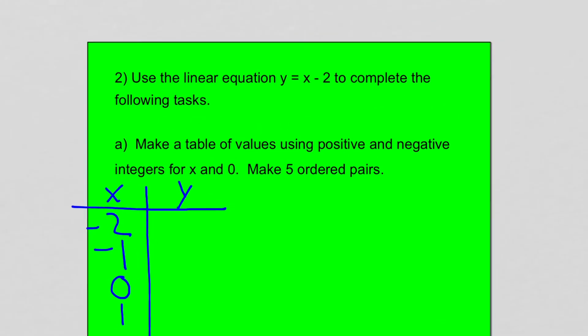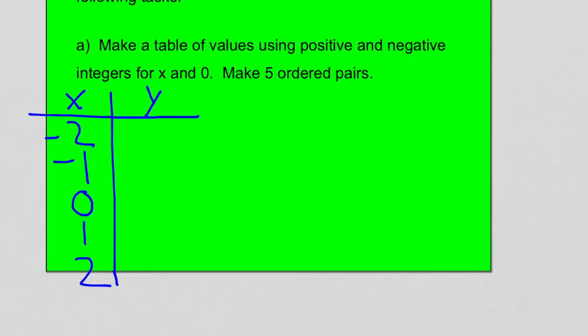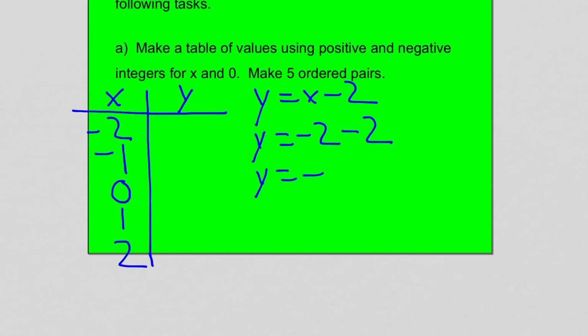Now we're going to use the math equation y equals x minus 2 to get the y values. I'll write that down. I'm going to start off replacing the x with -2. So y equals -2 minus 2. The signs are the same, so I add them, and y is equal to -4. So when x is -2, y is -4.